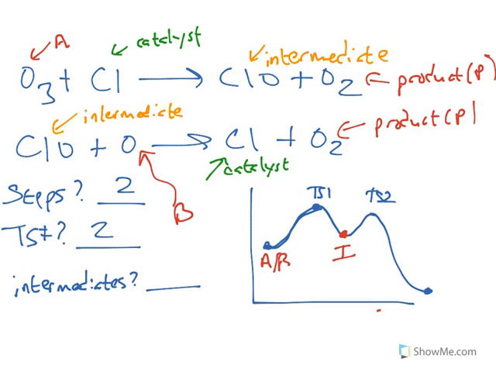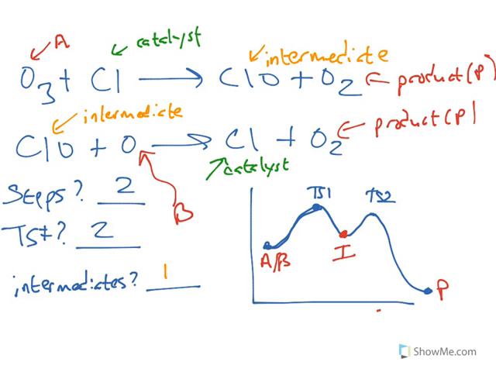So we have A and B here, and then P over there. A, B, those are our reactants. Then we have P as our product. I is our intermediate. And then we have two transition states. Notice the catalyst does not appear on the reaction coordinate diagram. So back to my question, how many intermediates do we have? 1.